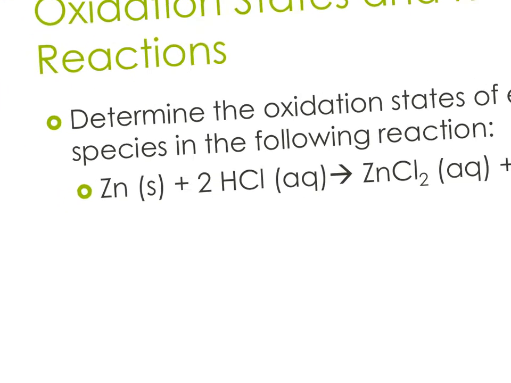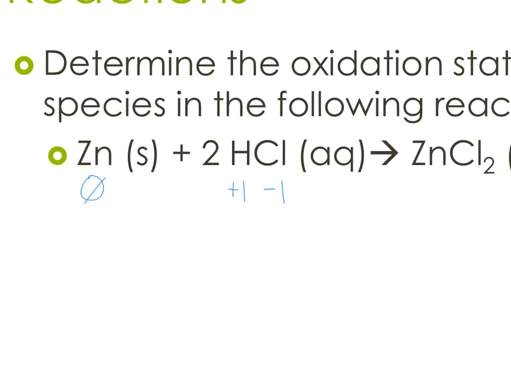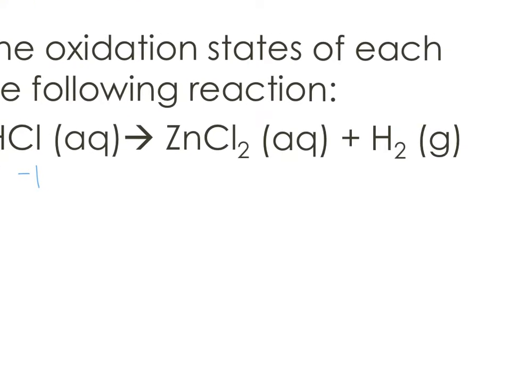Zero. Why is it 0? So something by itself in its normal elemental form is 0. How about the H and the Cl? Plus 1 and minus 1 respectively. Very good, because when it's an ionic compound, essentially it's just those charges. How about my zinc in this case? Plus 2 because it's ionic. How about my chlorine? Minus 1. And then my hydrogen?